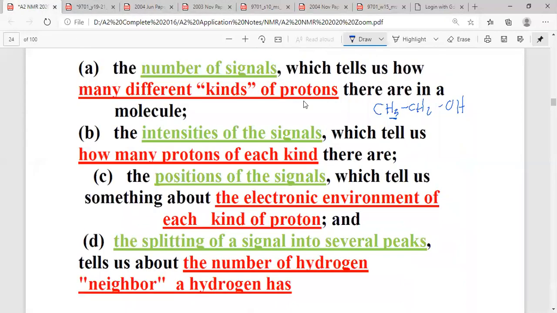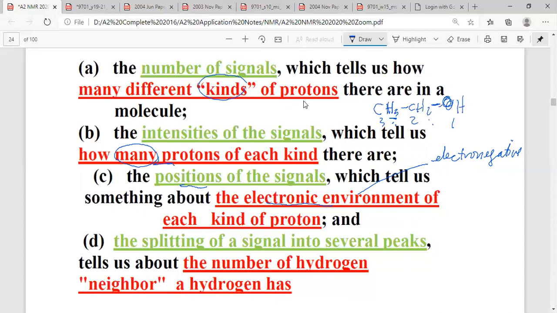Types of hydrogen. Intensity, of course, is measured. It tells us how many protons there are of each kind. From the height you can say, because it's 3 to 2 to 1. The position of the signals also tells us about the electronic environment. It means next to an electronegative substance, like this hydrogen next to oxygen here. This one is further away.